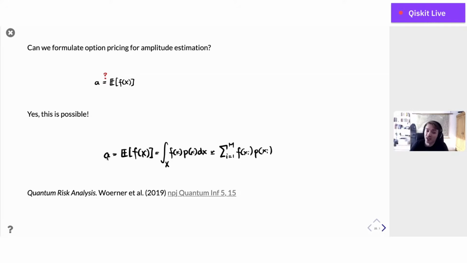And we do that by using the definition of the expected value, writing it as an integral, and then doing a numeric integration. More information on that, for instance, you can have a look at this paper that I've linked here.